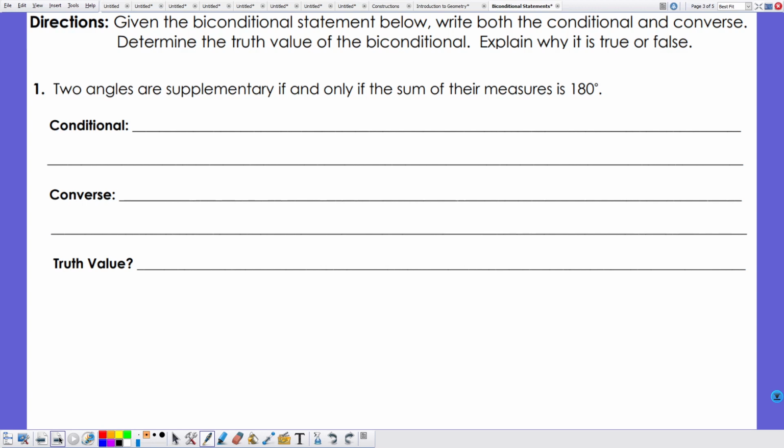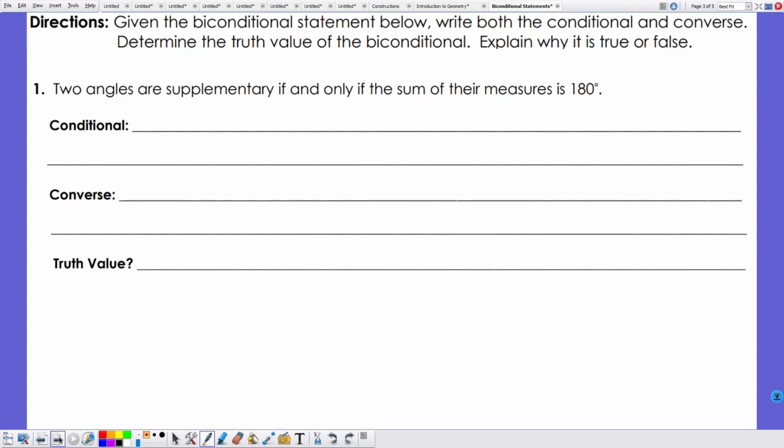Given the biconditional statement below, write both the conditional and converse. Determine the truth value of the biconditional. Explain why it is true or false. So the conditional is going to be the forward direction, if P then Q. Our statement is two angles are supplementary if and only if the sum of their measures is 180 degrees.